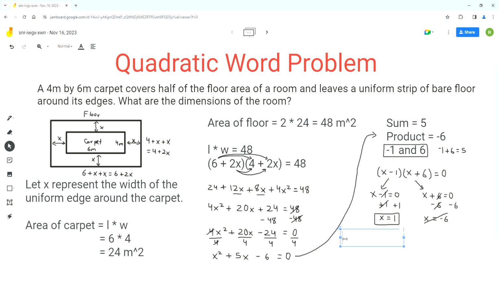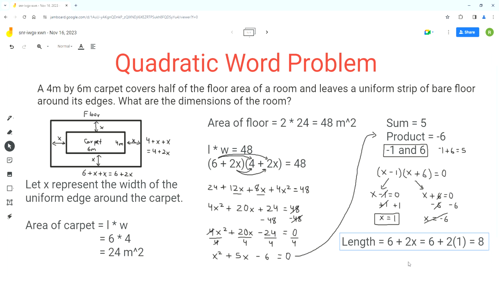We can use this x value to calculate the dimensions of the room because that's what we have to find in this problem. So the length of the room, we found the expression for that to be 6 plus 2x, which will be equal to 6 plus 2 times 1, which is equal to just 8, because 2 times 1 is 2, and then 6 plus 2 is 8.